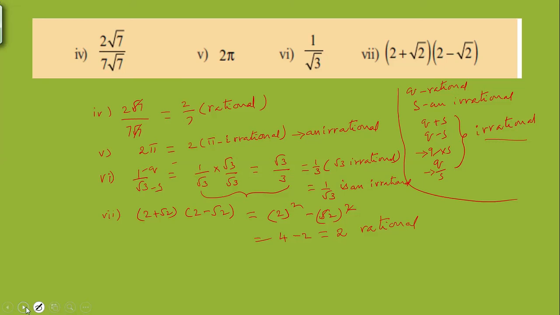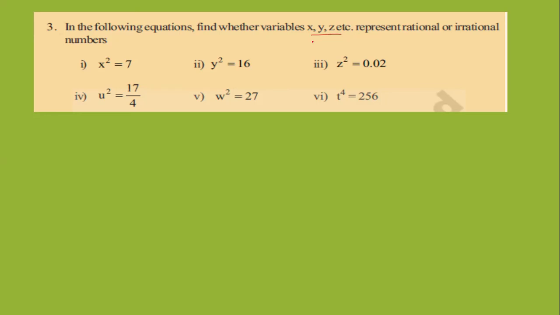Okay, that is enough. We move to the third problem. In the following equations, find whether variables x, y, z represent rational or irrational numbers. So here you may observe there are x, y, z and u, w, t. These all are variables. In the following equations, you may find the values of x, y, z and identify which is rational or irrational.